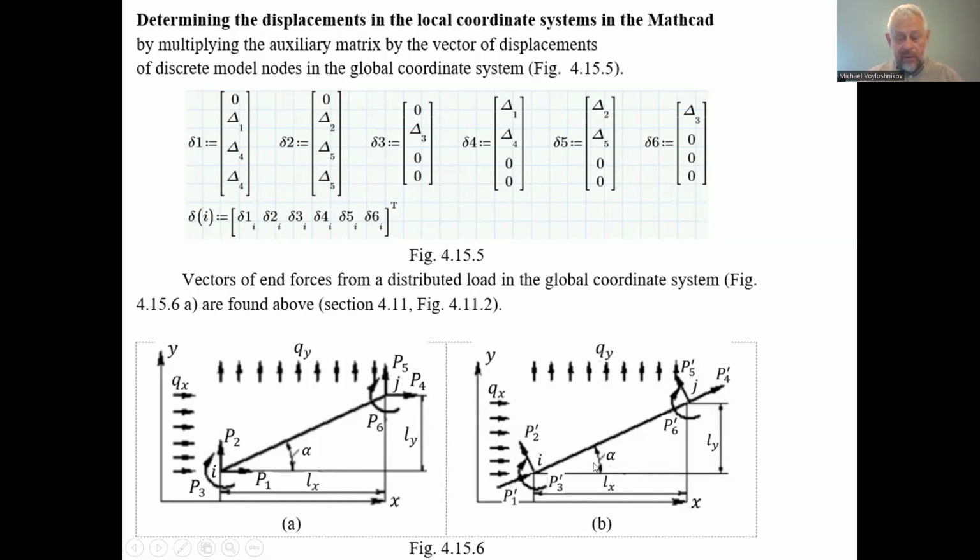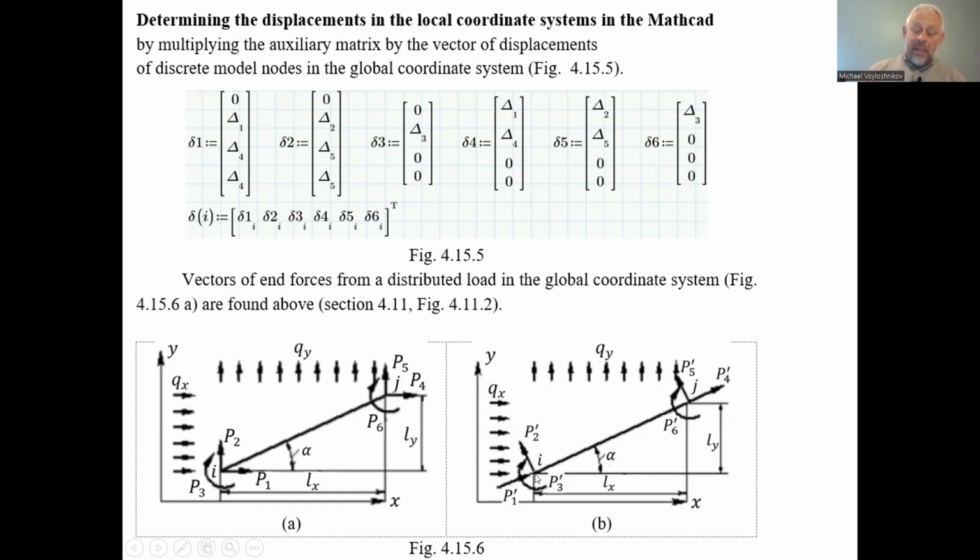But now, to find the forces acting in the rod finite elements, we have to determine the forces acting on the finite element under the action of the distributed load, but in the local coordinate system. We have to find the end forces. So these are longitudinal forces P1 stroke, P4 stroke, at the two ends. These are longitudinal forces acting on the finite element along the local abscissa axis associated with the finite element, with the reference point I.